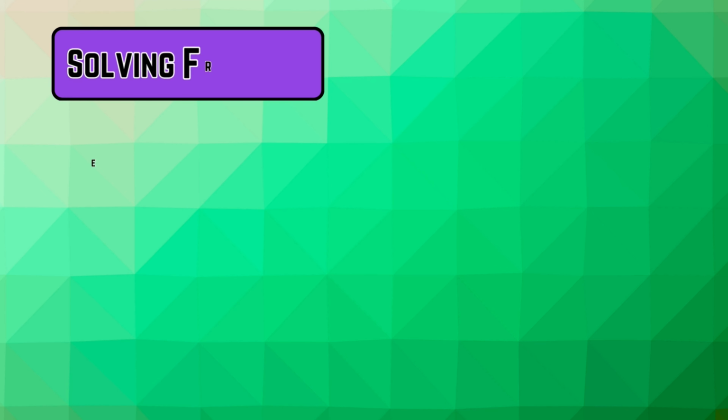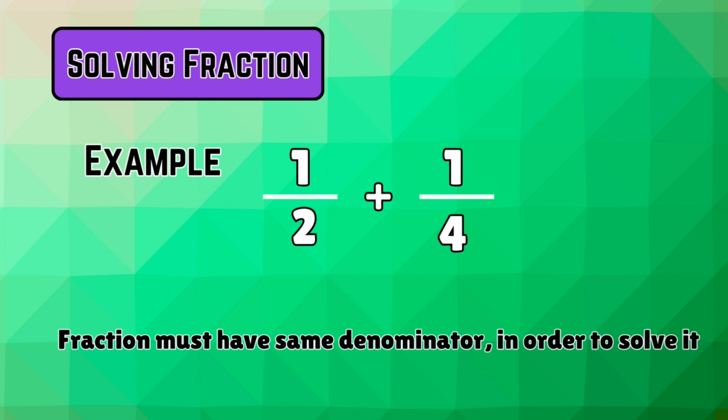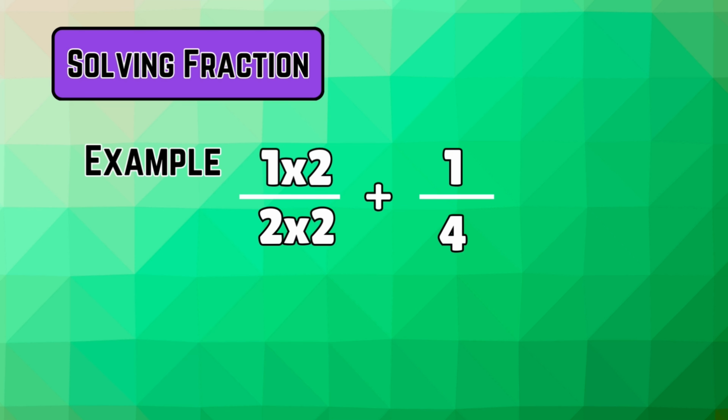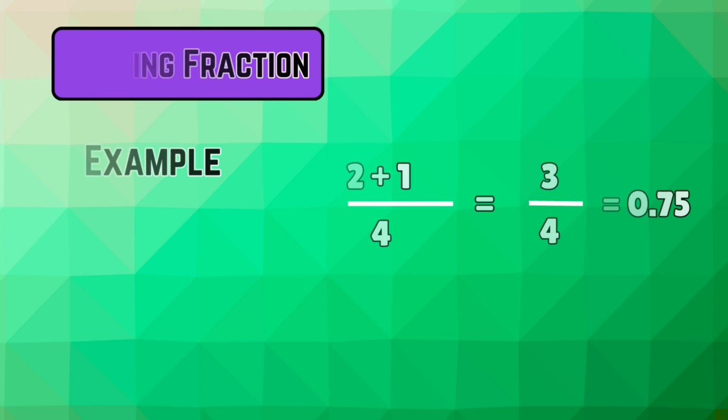We have learnt fractions. Now let's see how to solve them. For example, we have 2 simple fractions. In order to add or subtract them, fractions must have the same denominator. But how? As we know, we can multiply or divide the fraction. Just multiply the first fraction by 2. Now just add or subtract the numerators according to the sign. Remember, you don't have to add or subtract the denominators.